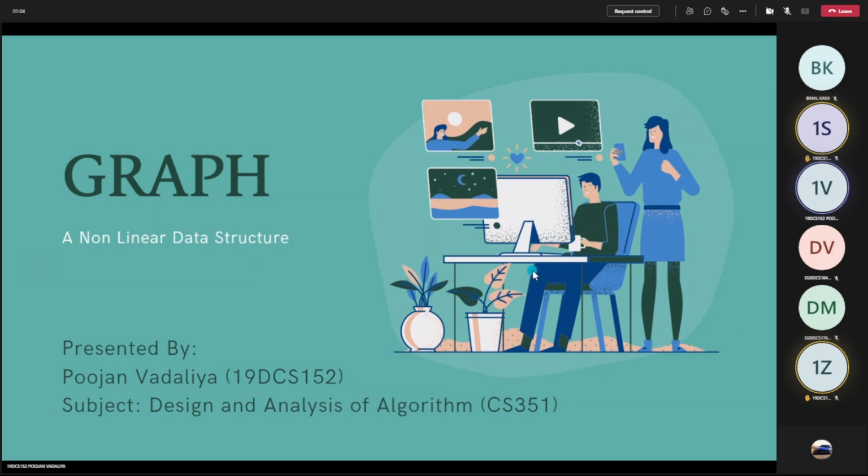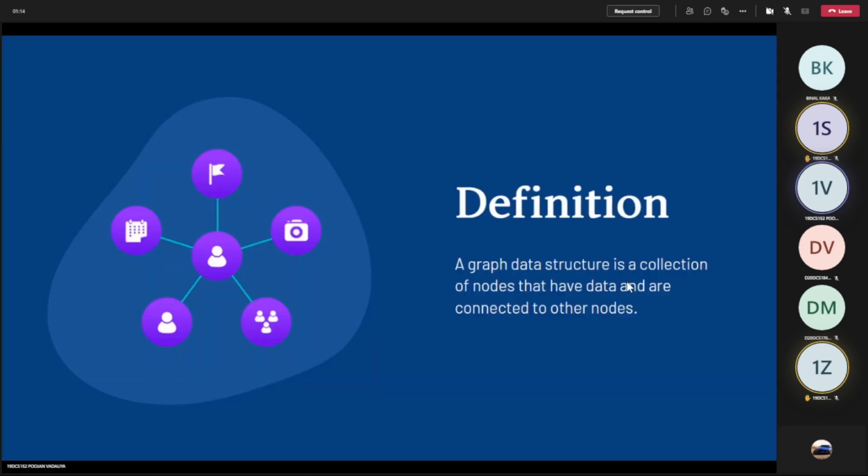So good afternoon, everyone. Today I will be presenting a short info about the graph and also give a short brief about Dijkstra's algorithm. So here we start: first of all, what is a graph? It is a collection of nodes that have data and are connected to other nodes. Like each node is a different workstation and the path will be the cost and all that stuff around it.